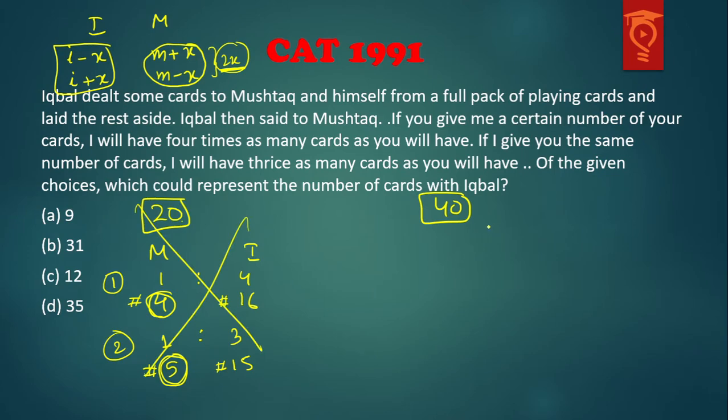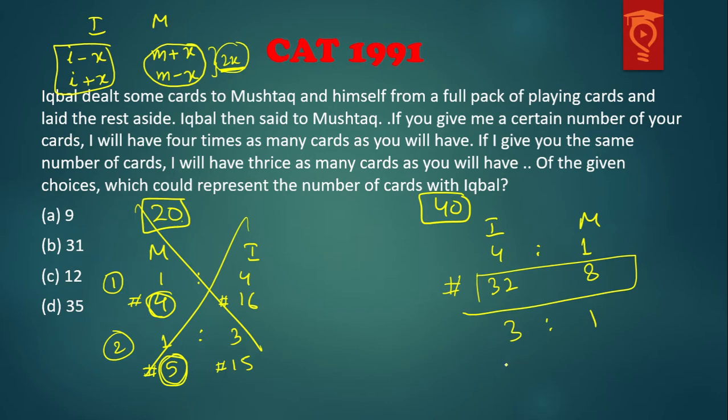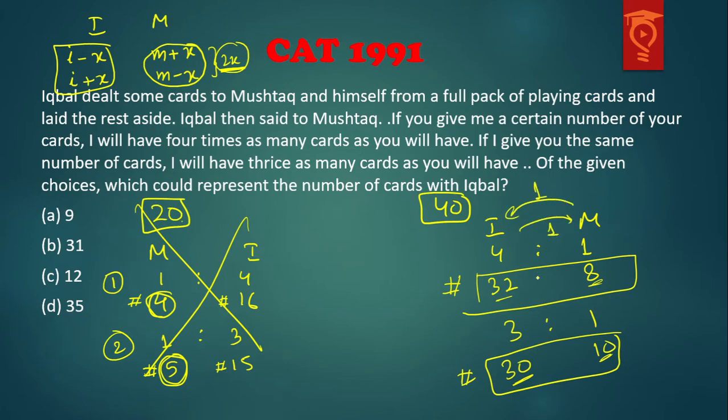For Iqbal and Mushtaq, first the ratio was 4:1, which means 32 and 8 cards in the first scenario, and in the second scenario it was 3:1, which means 30 and 10 cards. The difference between Mushtaq's cards is 2, and Iqbal's cards is also 2. That means there was a transfer of one card here and there, one card from Mushtaq to Iqbal and then from Iqbal to Mushtaq. That means the only possibility is 31.